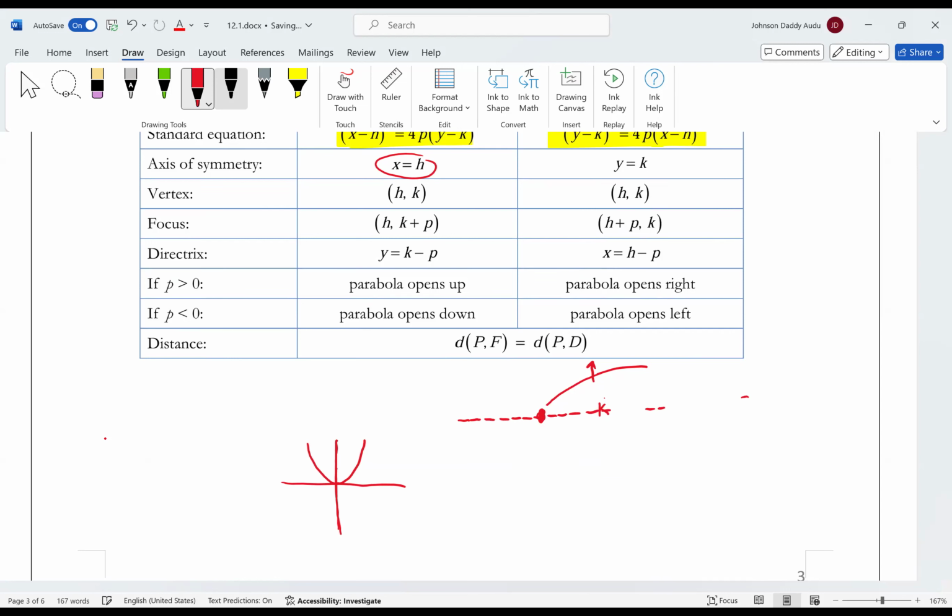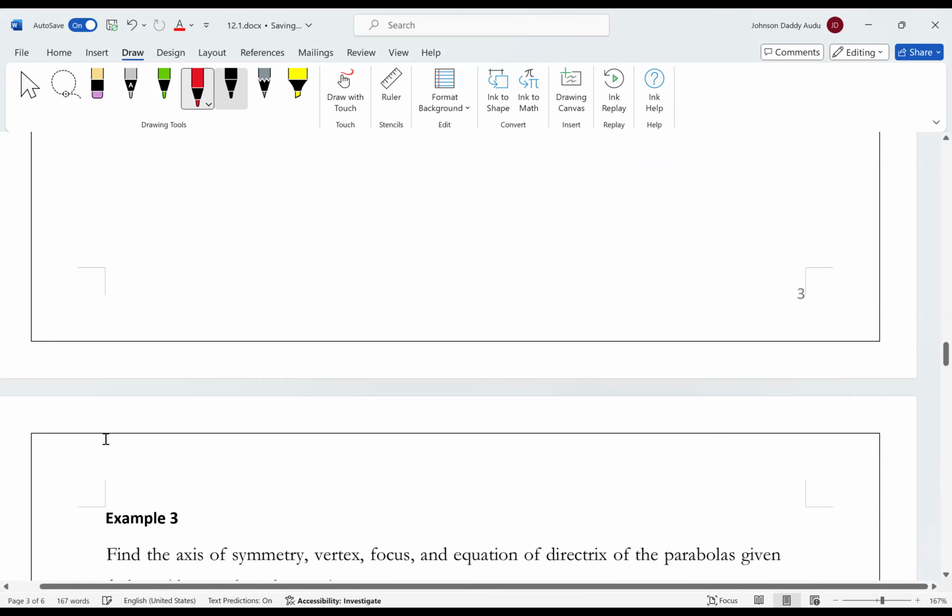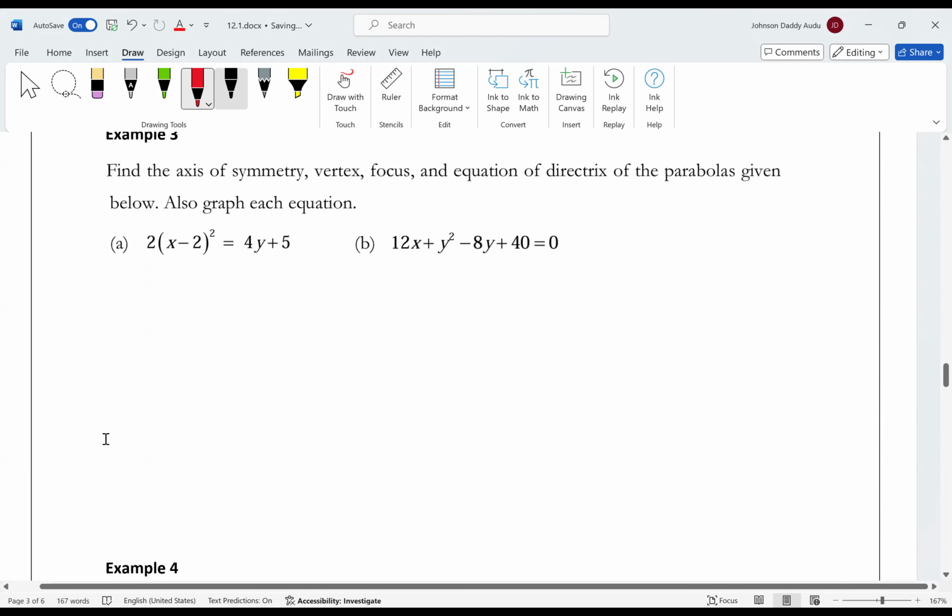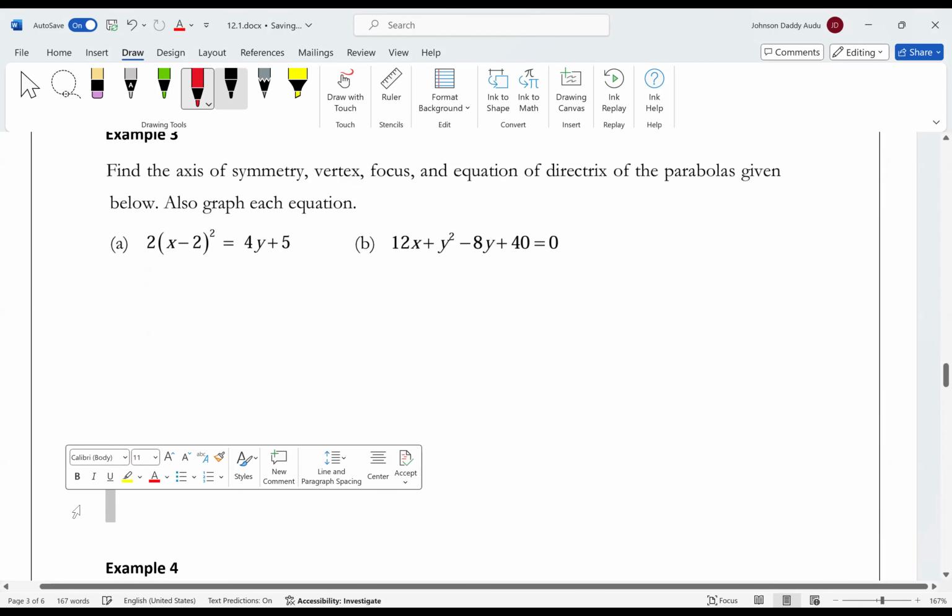Okay, so with that, the formulas and all of that will also change. So let's just go and take some problems and let's solve. So look at example three. Let's start with A.